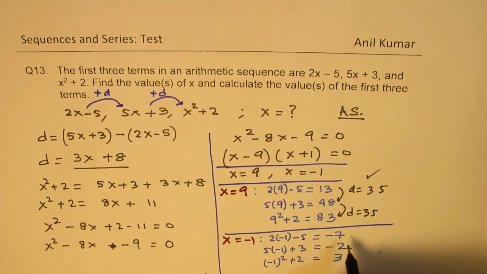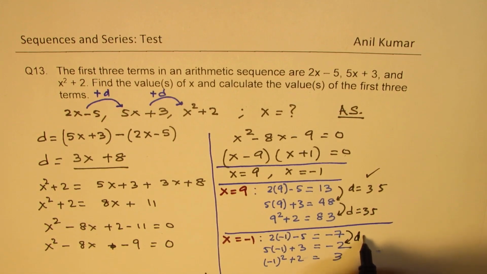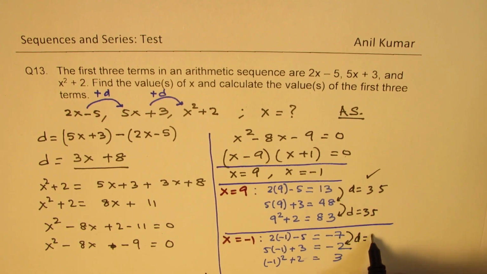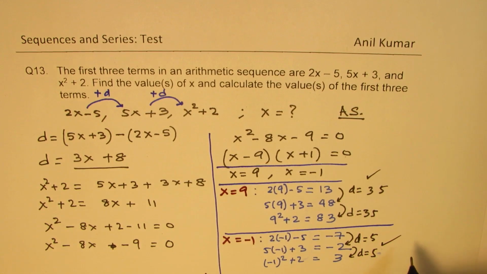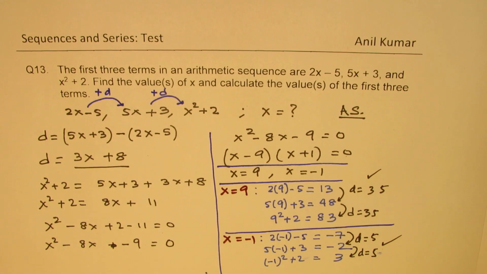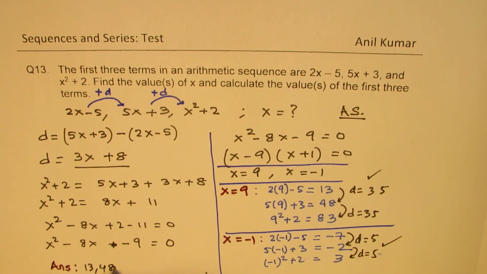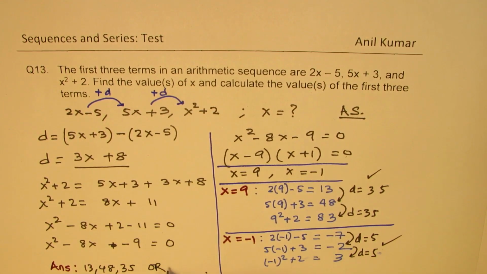Now let's find d here. Is it constant or not? So that is a good check, you know. So you're adding 5 to move on. That is correct. So that is also correct. So these are the three terms which we have got. So we can now write down our answer that the terms are 13, 48, 83, or we could also have minus 7, minus 2, and 3, correct?